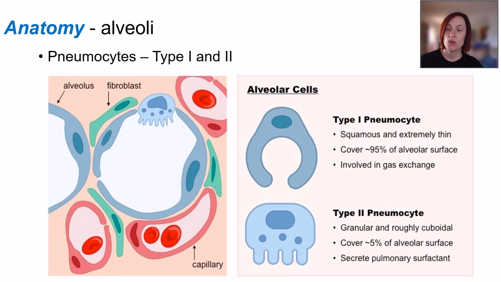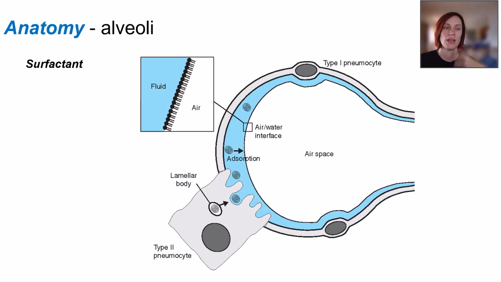There are also type 2 pneumocytes. They're round, they take up only a little bit of space, about 5% of the alveoli, and what they do is secrete fluid which coats the inside of the alveoli, which has a surfactant in it, and it's going to allow that oxygen or carbon dioxide to dissolve and diffuse.